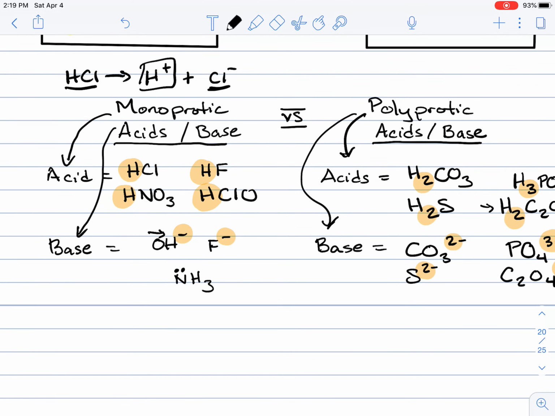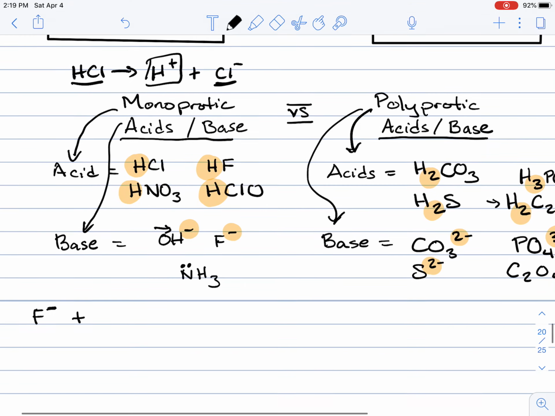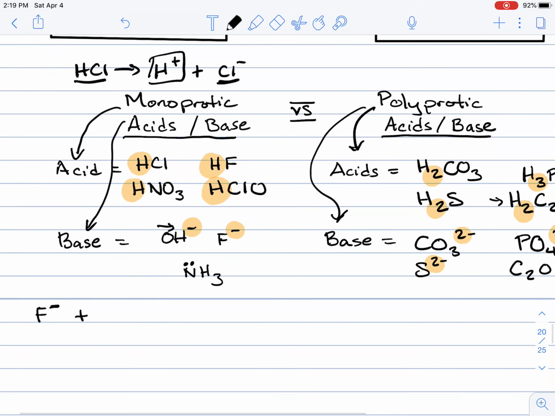So what do I mean by this? We're going to go ahead and take a look at fluoride. Fluoride is a weak base. Even though it's a weak base, it has an extra lone pair to donate to a hydrogen from a water molecule. And if you watched my previous videos before, you'll kind of see this mechanism occur.